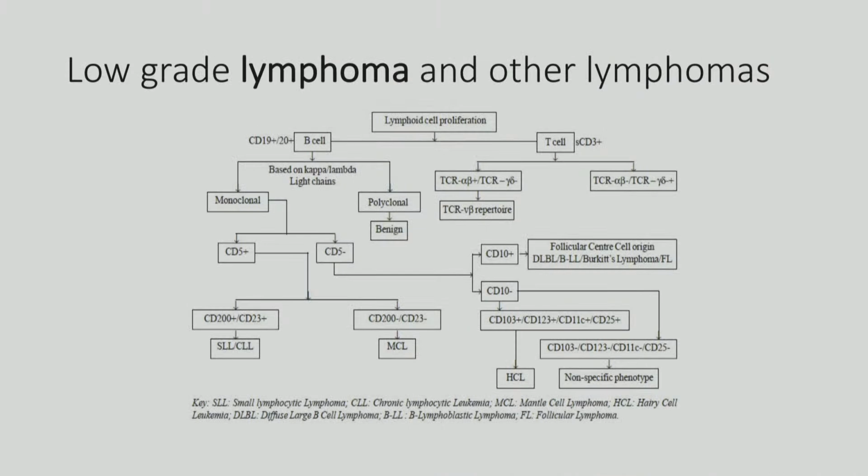Flow cytometry plays a very huge role in diagnosis of low-grade lymphoma, and there is a very nice algorithm developed for how to diagnose low-grade lymphomas on flow cytometry. Most of the times low-grade lymphomas involve the bone marrow and spleen. Commonly diagnosed low-grade lymphomas are CLL, mantle cell lymphoma, or marginal zone lymphomas, including splenic marginal zone lymphoma. This particular algorithm is very commonly used in the lab to distinguish different types of low-grade lymphomas.